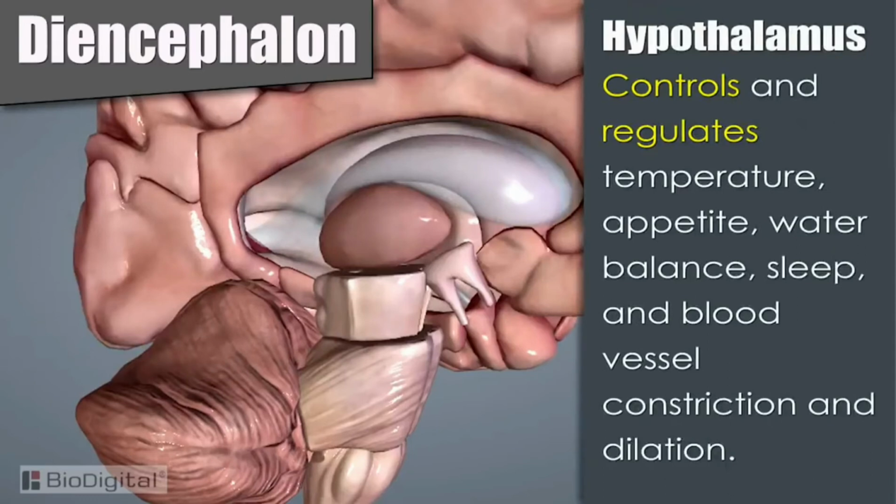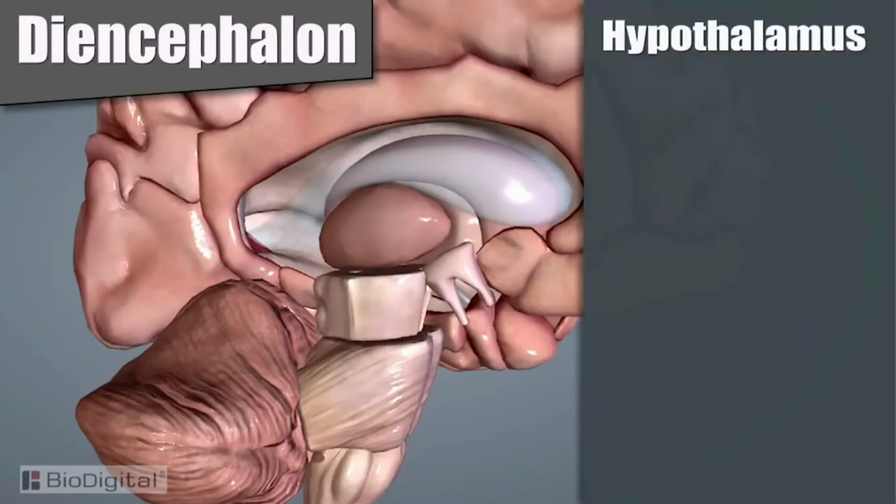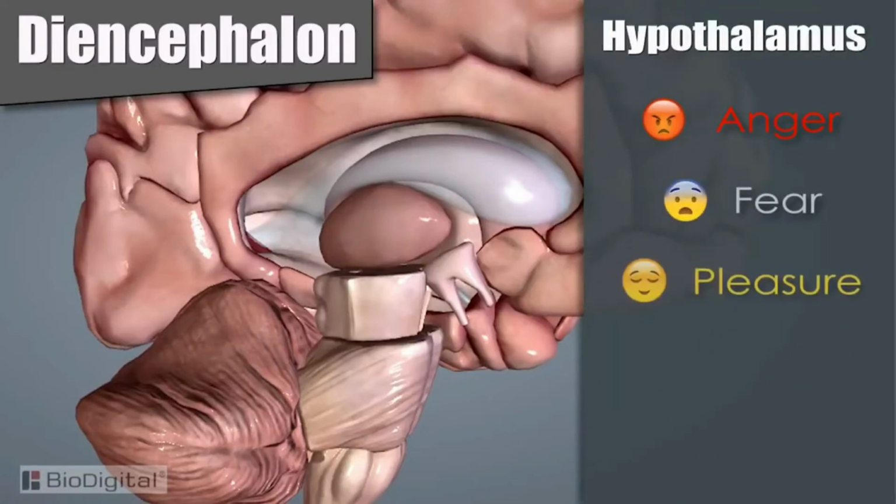The hypothalamus controls and regulates autonomous nervous system functions such as temperature, appetite, water balance, sleep, and blood vessel constriction and dilation. It also plays a role in the emotions such as anger, fear, pleasure, pain, and affection.